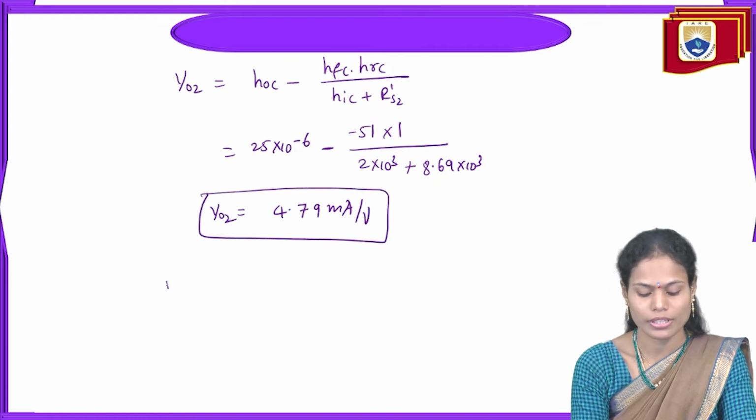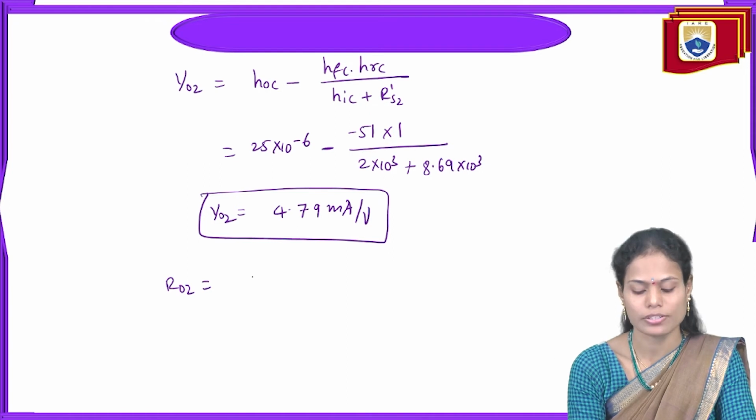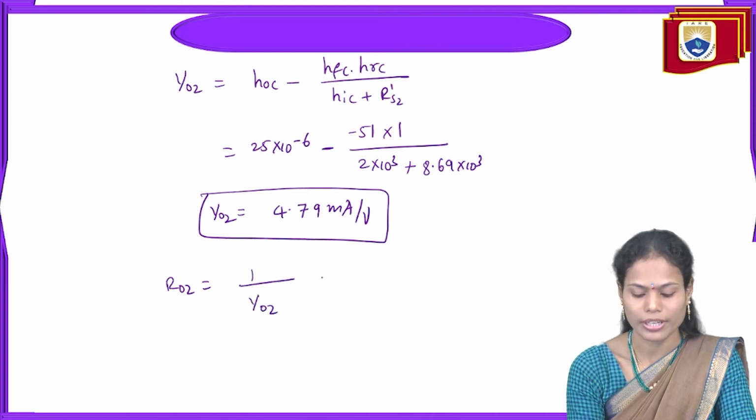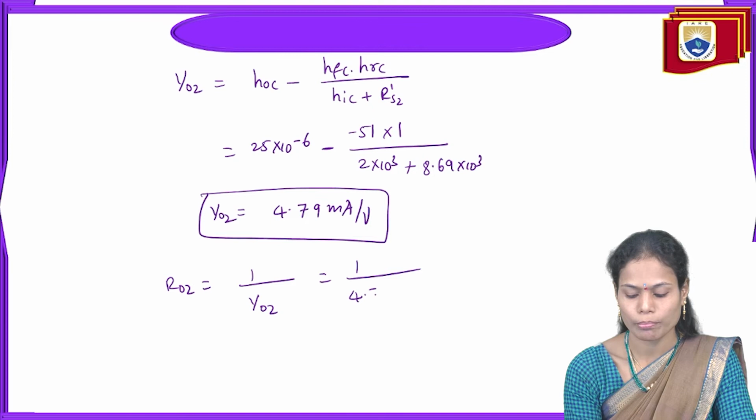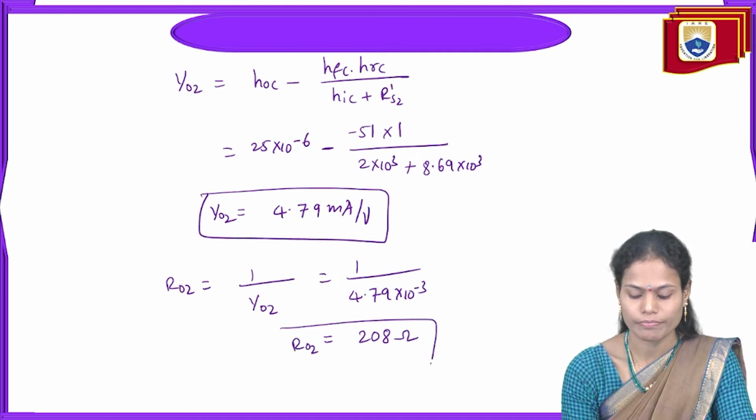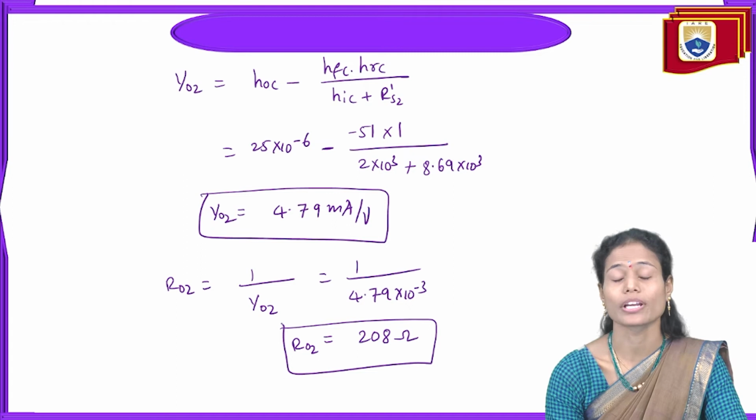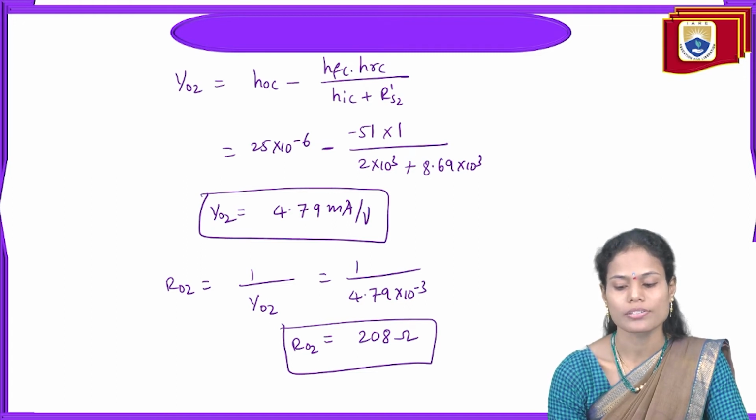And from this, we can find the output impedance of the second stage, 1 by admittance, that is 1 by 4.79 into 10 power minus 3. So if we simplify, we will get 208 ohms. This is the output impedance of the second stage here.